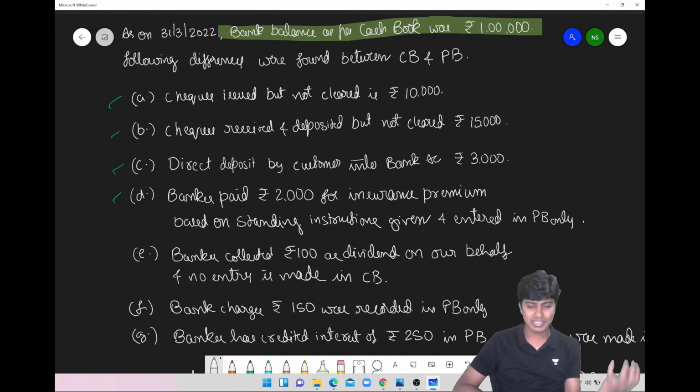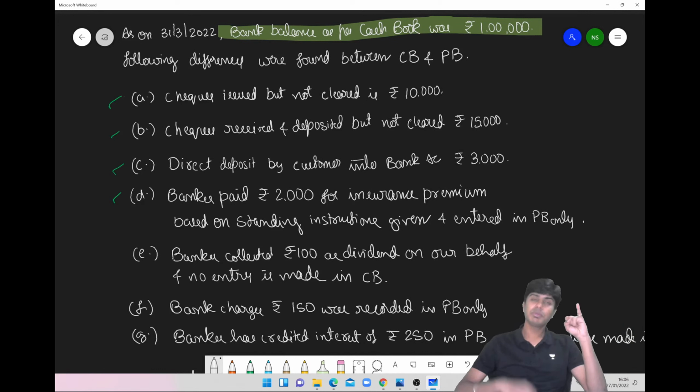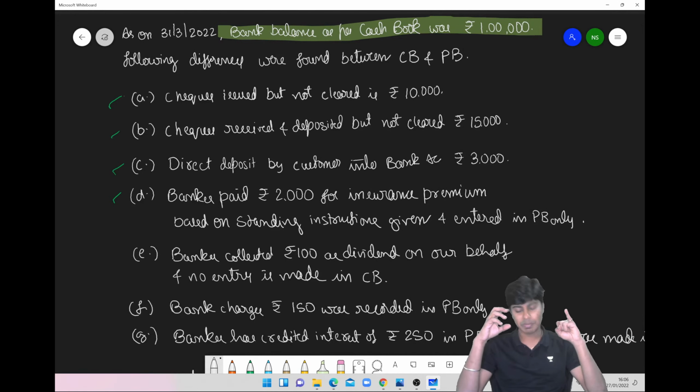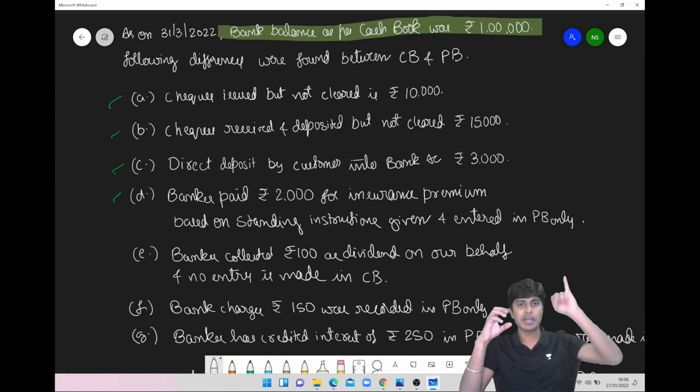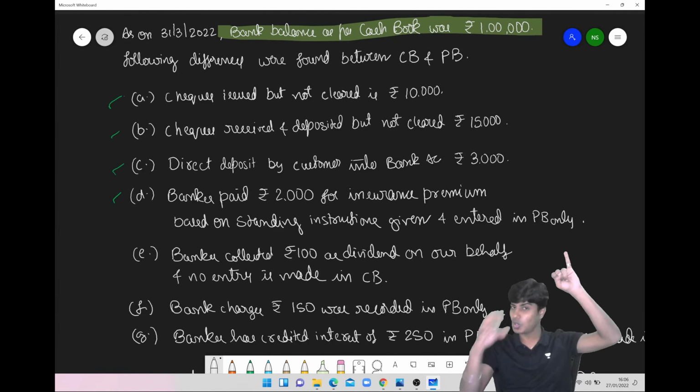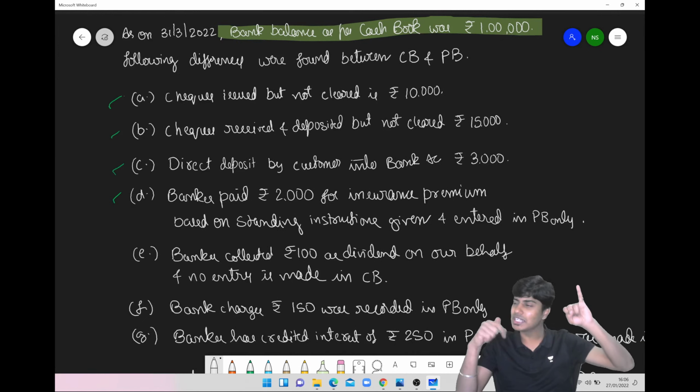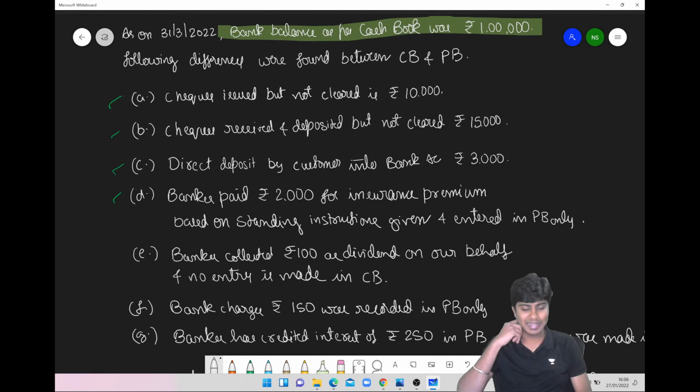When the banker collects the dividend on our behalf, what happens? Banker makes the entry in the passbook, because of which our balance as per passbook would increase. But the entry is not made in the cash book. So cash book balance is not increased. So the balance as per passbook has increased, balance as per cash book has not increased. Where are we making changes? We are making changes in the cash book. Yeah, we would have to increase our balance as per cash book by adding the same. Am I right? So this is an add item.